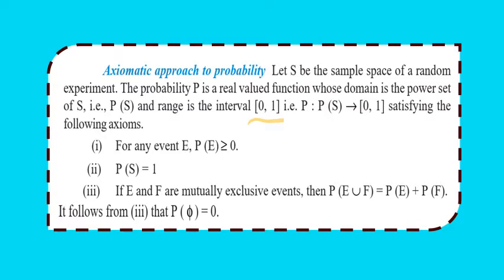So the axiomatic approach is that the probability P must satisfy the following axioms. First, for any event E, the probability of E is greater than or equal to 0. The probability of the sample space is equal to 1. And if E and F are mutually exclusive events, let me tell you the meaning of mutually exclusive. We learned this in part 1, that two sets are said to be mutually exclusive if their intersection is phi. So if E and F are mutually exclusive events, then P(E union F) is equal to P(E) plus P(F). Clear? So pause and note down these 3 points.